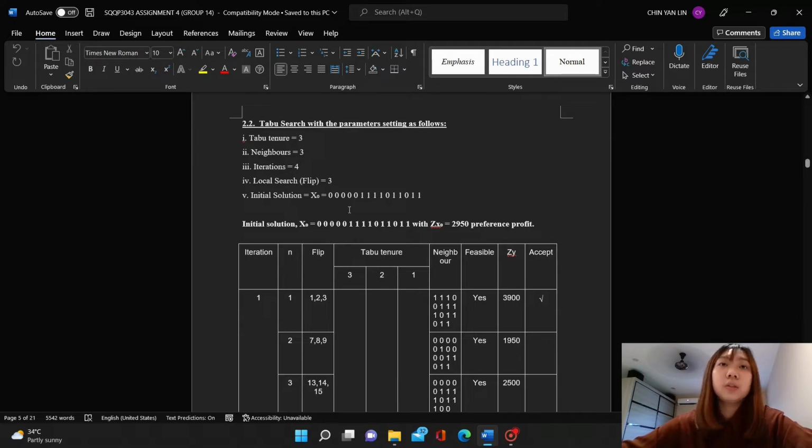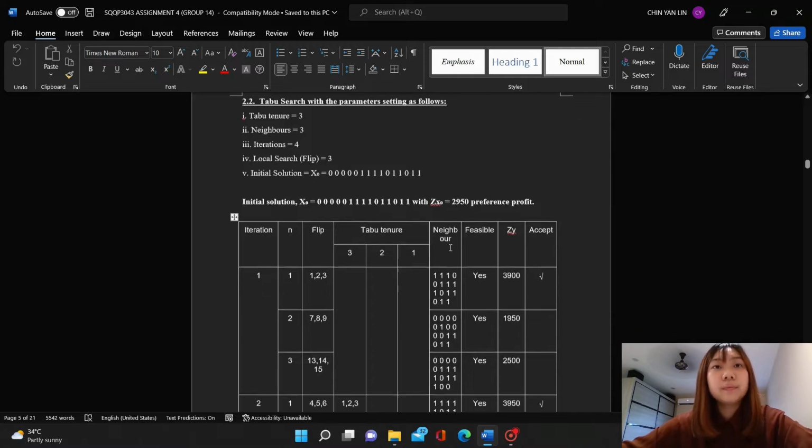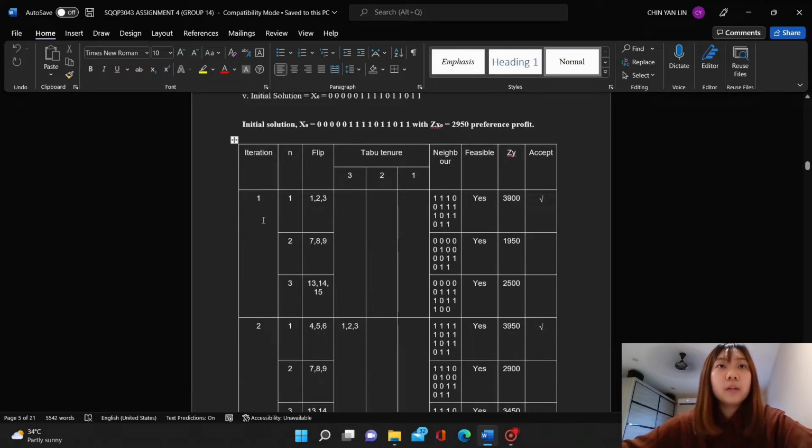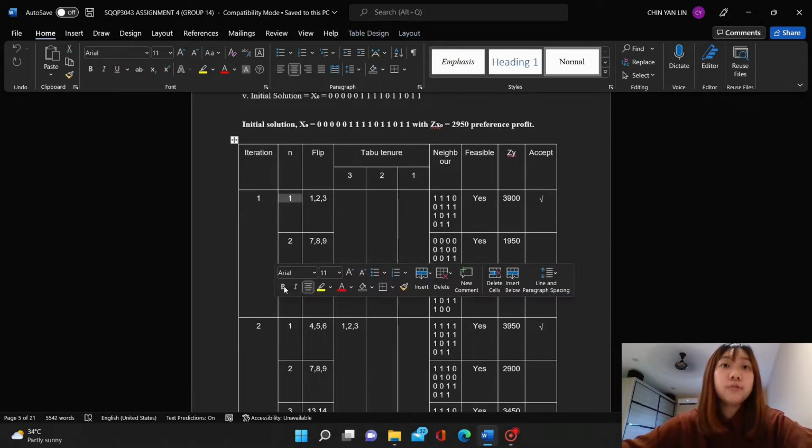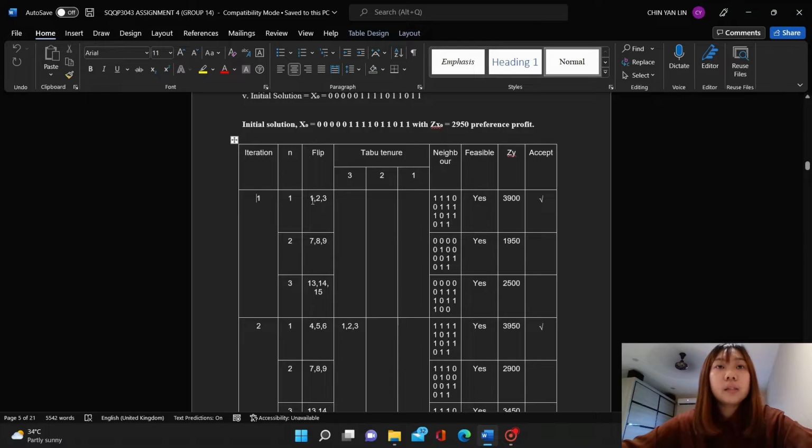For the initial solution, we choose jobs 6, 7, 8, 9, 11, 12, 13, 14 and 15. So in the first iteration, we need to create 3 neighbors. For the first neighbor, we flip jobs 1, 2, 3. After the flip, this is our new neighbor. We need to calculate whether it is feasible or not. The first neighbor is feasible, and the total profit is 3,900.